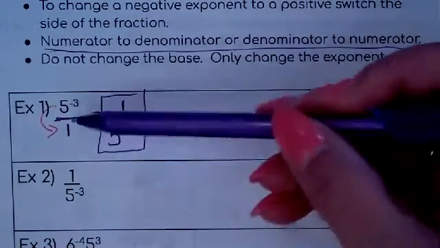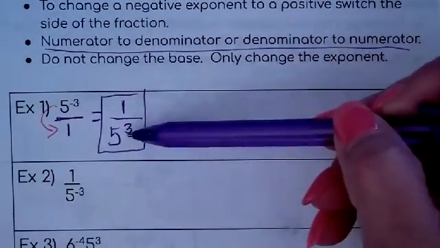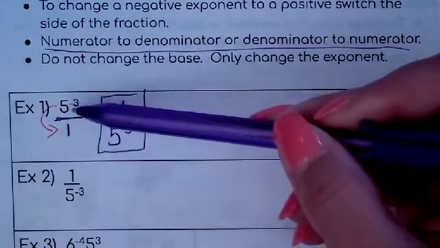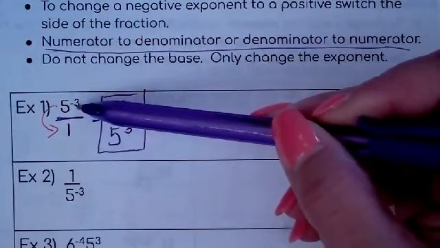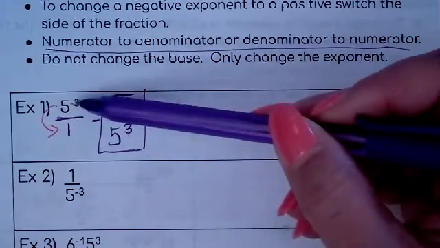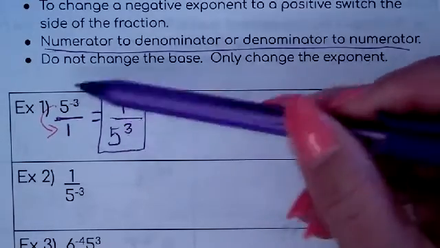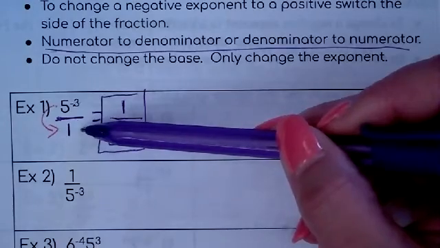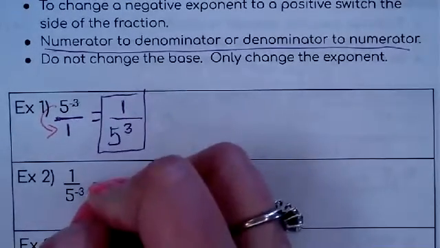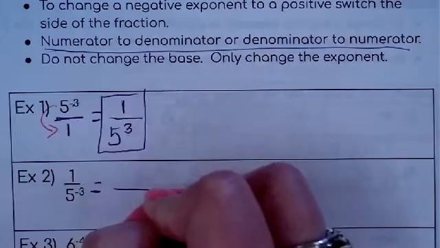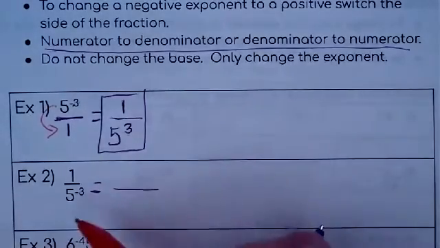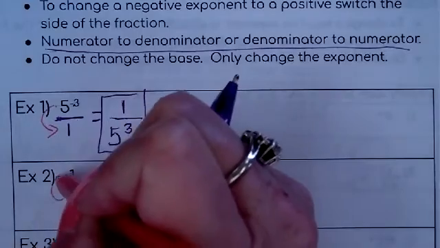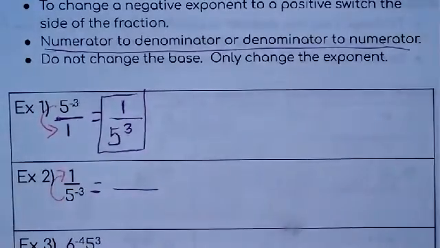To change a negative exponent to its positive, you just switch it to the opposite side of the fraction. Because think about that: negative 3 and positive 3 are opposites of each other. So to go from a negative to a positive, we put it on the opposite side. It's the same thing right here. With number 2, the 5 to the negative 3 is in my denominator, so to change it to a positive, I'm going to flip it up to the numerator.